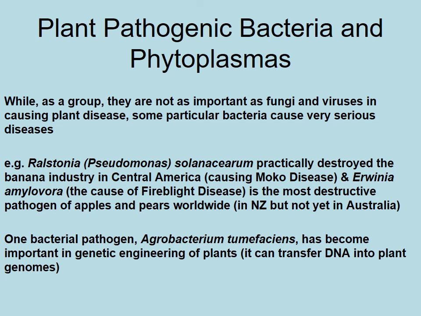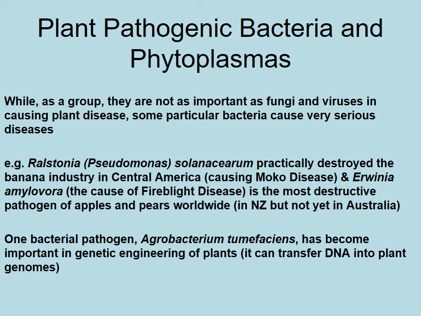Welcome back, class. Today we're going to be taking a look at plant pathogenic bacteria and phytoplasmas. While as a group the bacteria are not as important as fungi and viruses in causing plant disease, some bacteria do cause very serious diseases. For example, Ralstonia solanacearum, formerly known as Pseudomonas, almost destroyed the banana industry in Central America. This particular bacterial pathogen causes Moko disease.